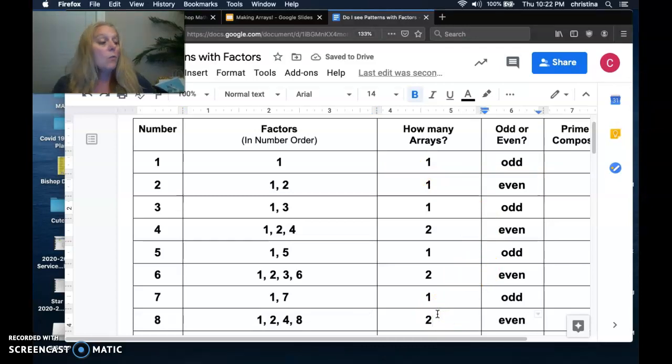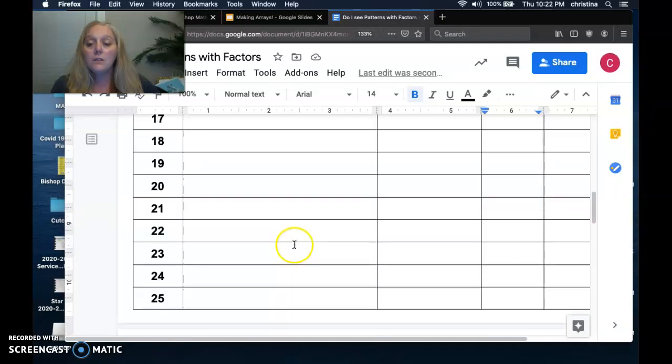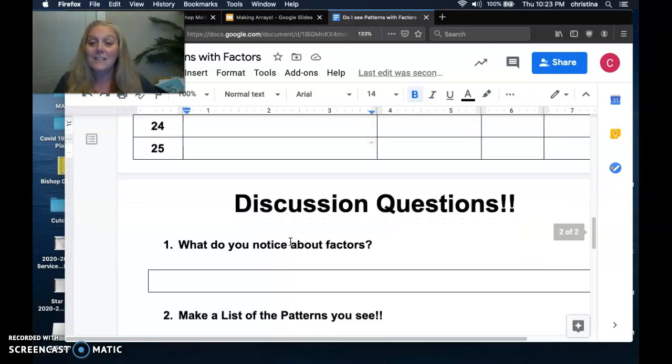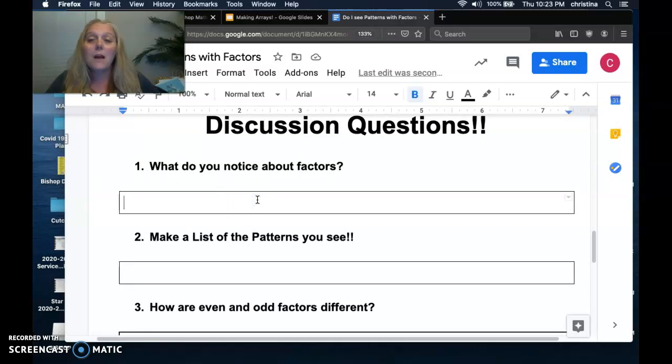So what you needed to do is fill out all the factors to 25 because you're going to see some really cool patterns with those factors. And we have a lot to discuss about these numbers because there's so many cool things you can learn with understanding factors. And we're going to use factors all year, even when we get to fractions. So the discussion questions that I needed you to do, and we're going to do these in class on Friday, is we're going to talk about all of these questions.